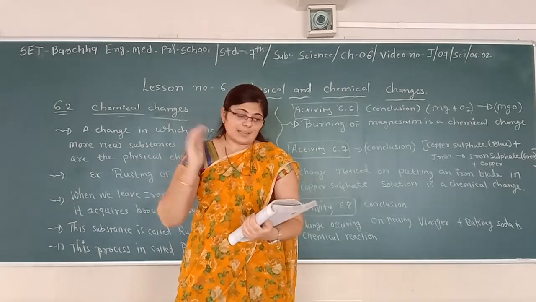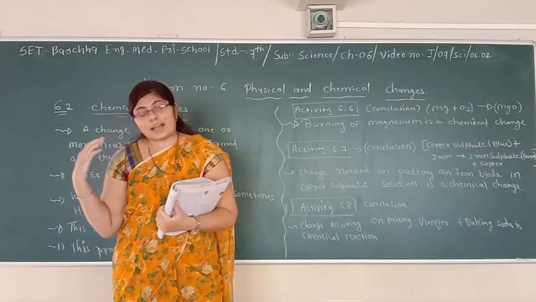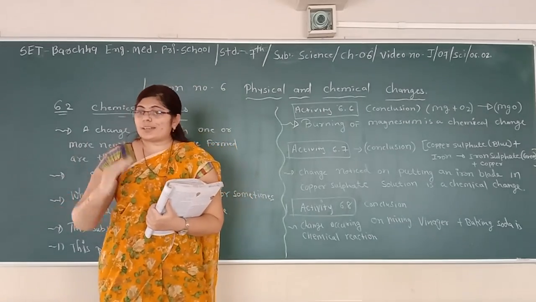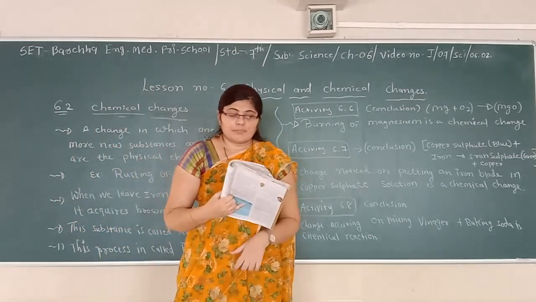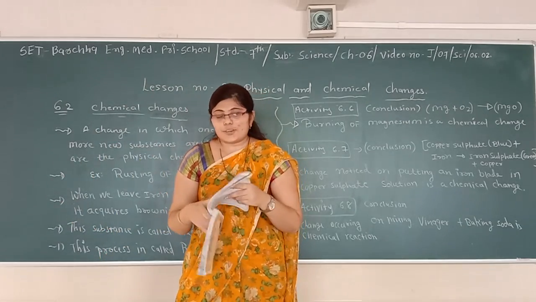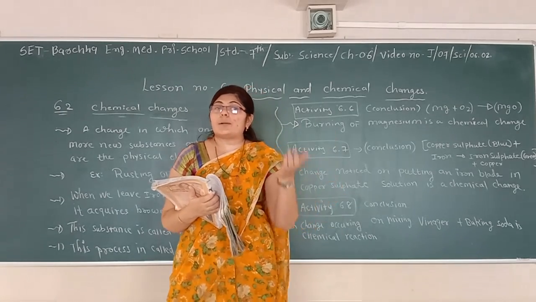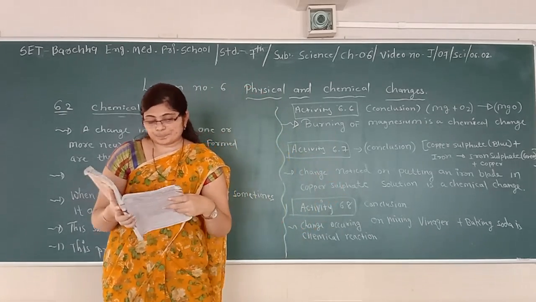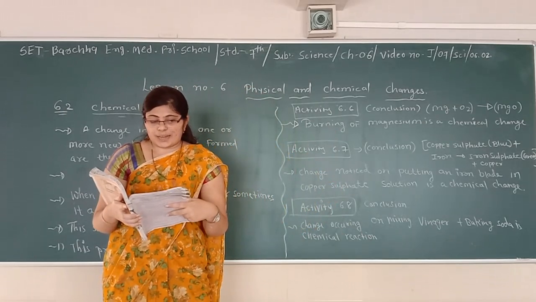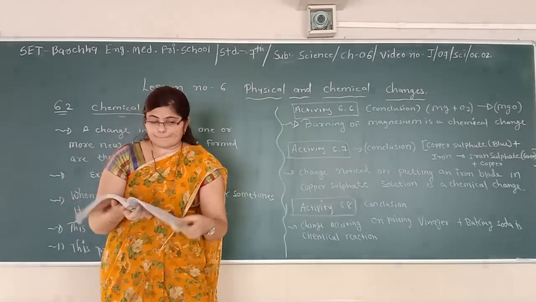So when carbon dioxide is passed through lime water, calcium carbonate plus water is formed. A new substance is formed, and that is calcium carbonate, which makes the lime water milky. What happens? The lime water becomes milky.